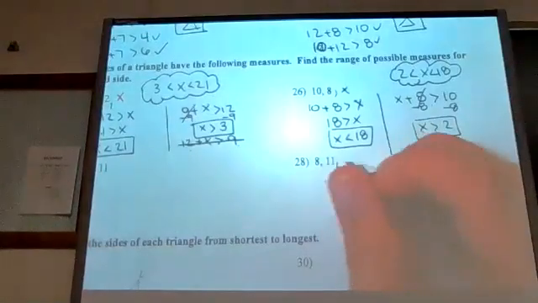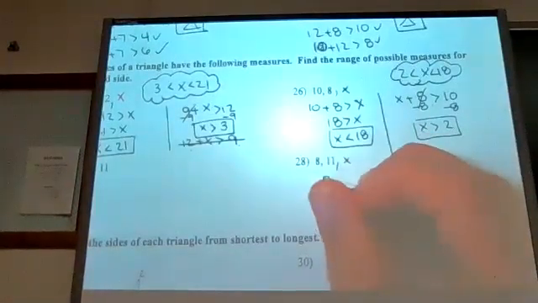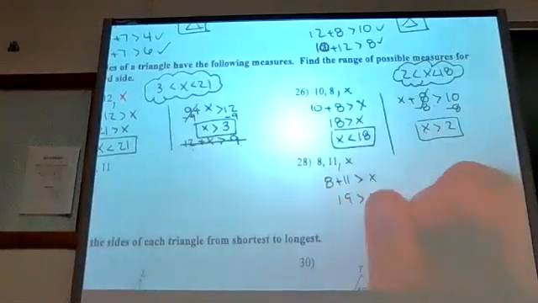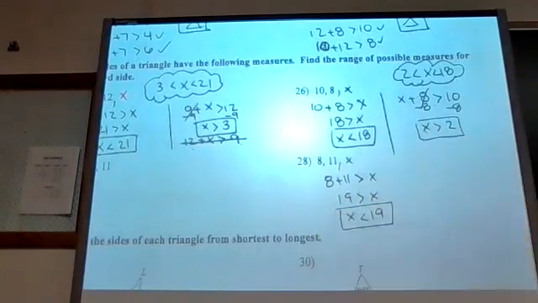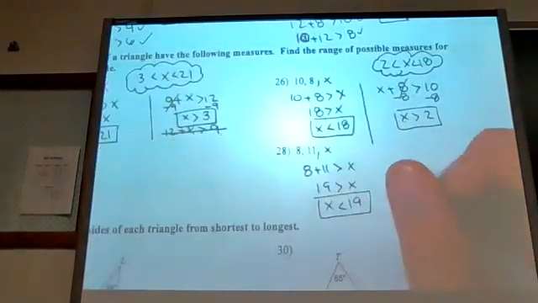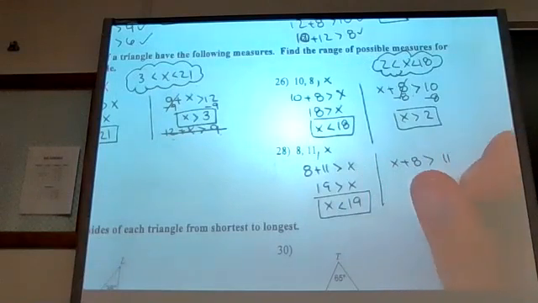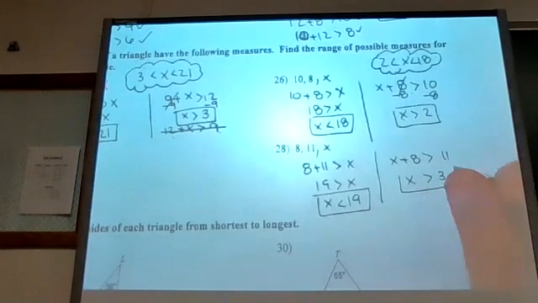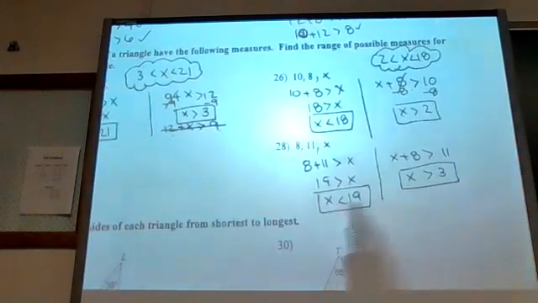I'm just going to fill out these last two. You can kind of check yourself, because you should have done this for homework. Hopefully we did this for homework. So on 28, I have X is less than 19, and then you should have had X plus 8 has to be greater than 11, or X has to be greater than 3. Those are the two sides of my range.